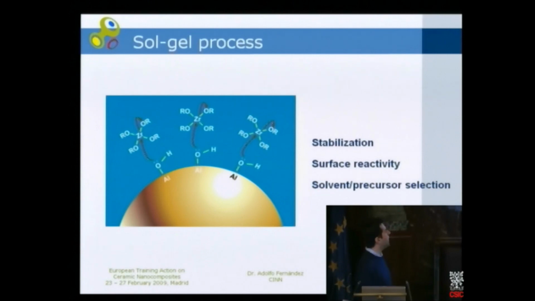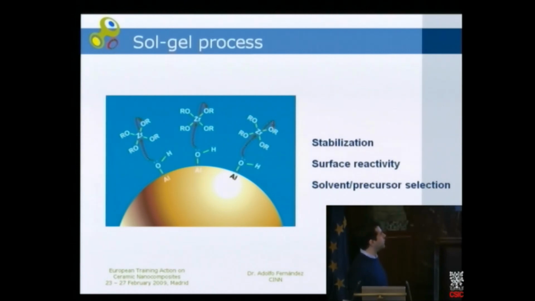From the molecular point of view, on the surface of, in this case, the alumina particle, there are hydroxyl groups, and the pair of electrons of the oxygen of these groups is going to attack the metallic center of the precursor in solution, substituting an alkoxide group.